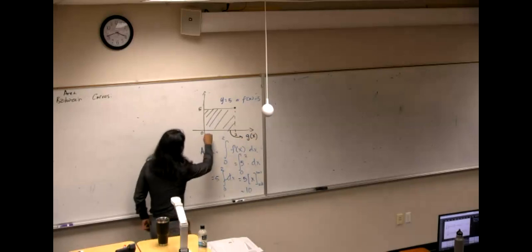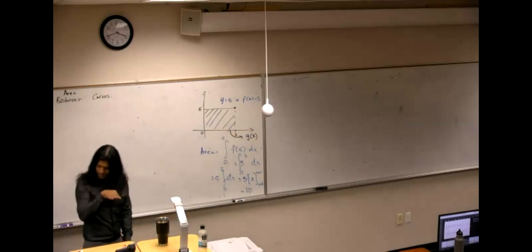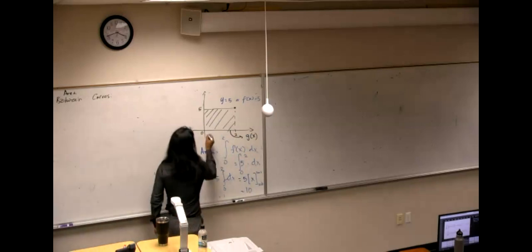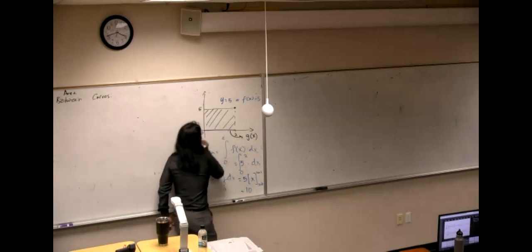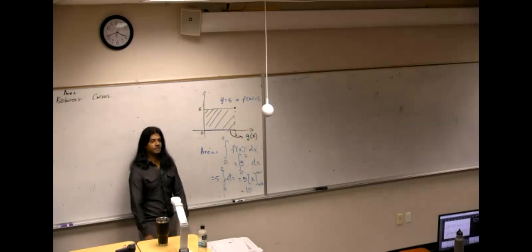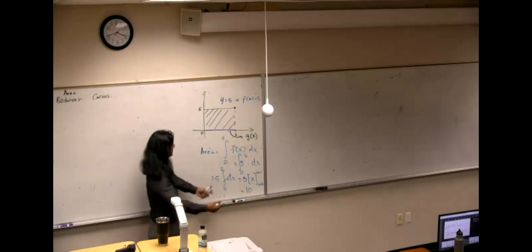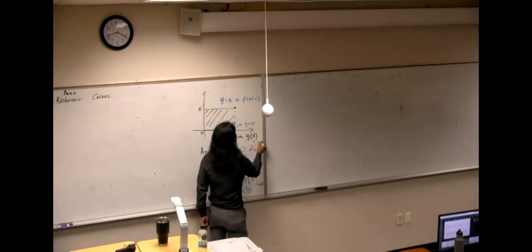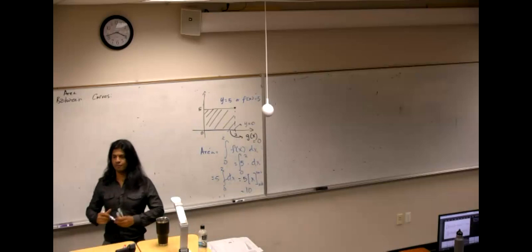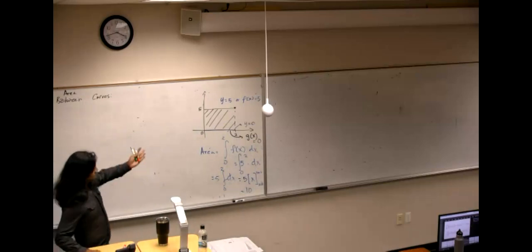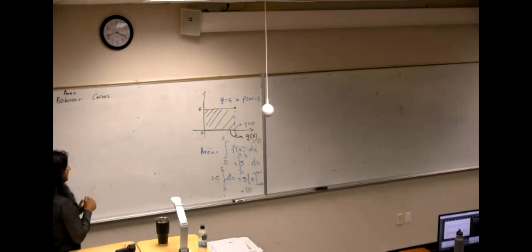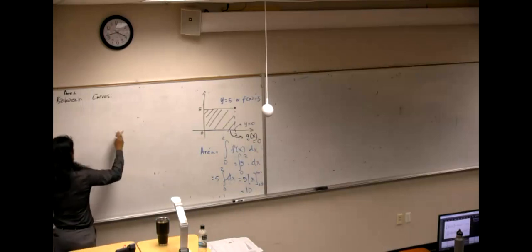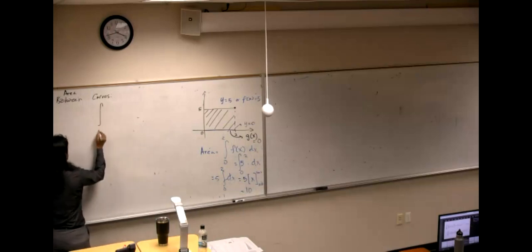If you have to represent this bottom curve, bottom line, in terms of y, what would that line equal to in terms of y? y equals 0. Same as g of x equals 0. With me so far? Yes? So that's what you learned here, how to think in a very generic way.